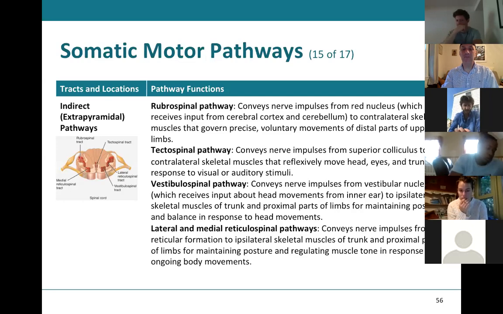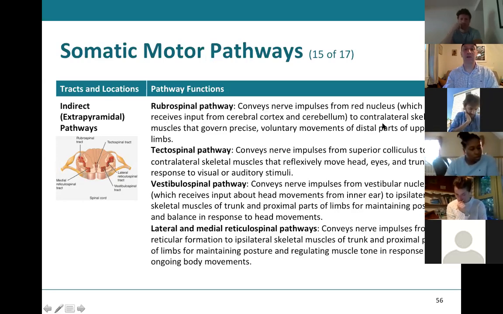Here are the names, I would say the definitions of each of the pathways. So here's their function, and that's what we mean by the definition. Okay, so corticospinal conveys nerve impulses for the contralateral skeletal muscles, and so on.